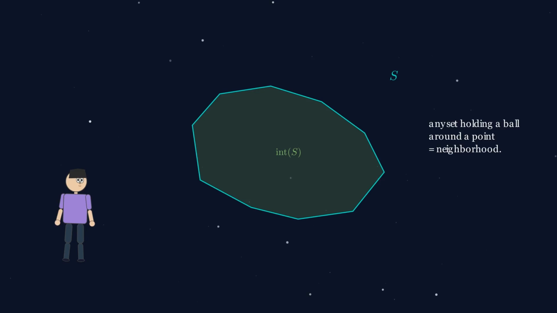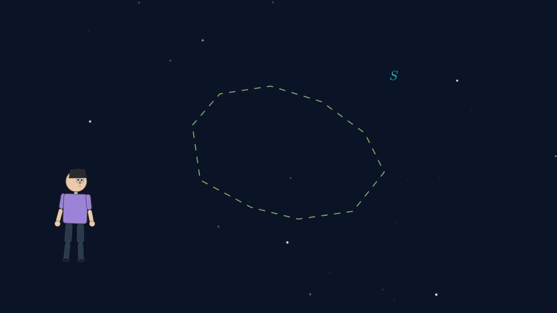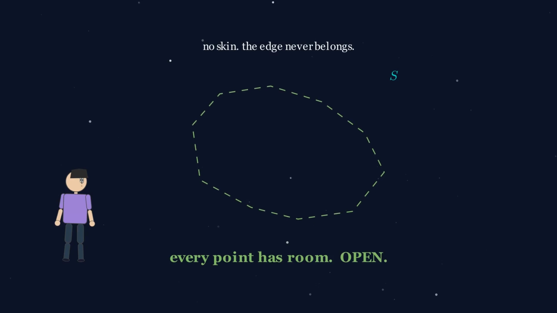Now, if every last point of a set is an interior point, every one with room to breathe, the whole set earns a special name. We call it open. An open set is all elbow room and no skin. Stand anywhere inside it, and in every direction there's a cushion before you reach the edge. The edge itself never belongs to the set.